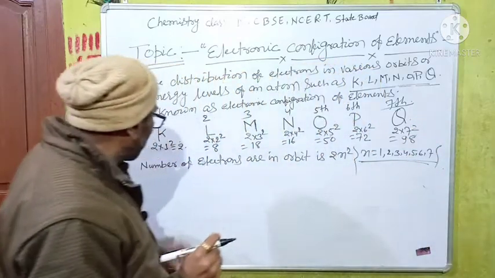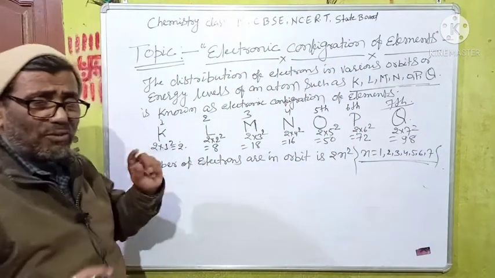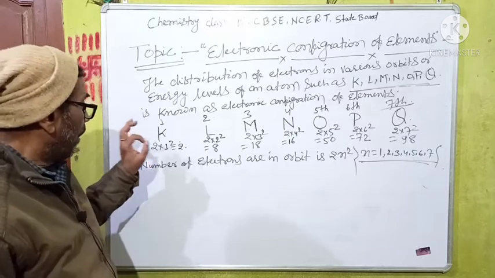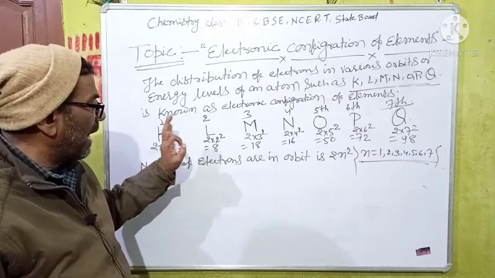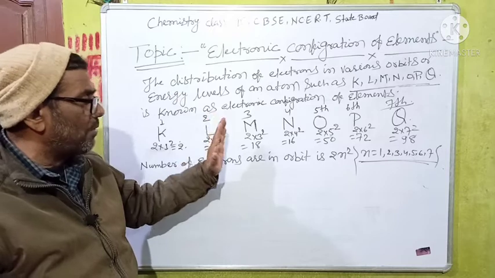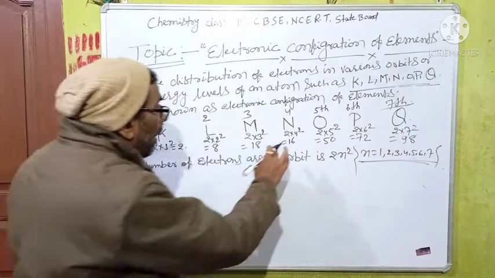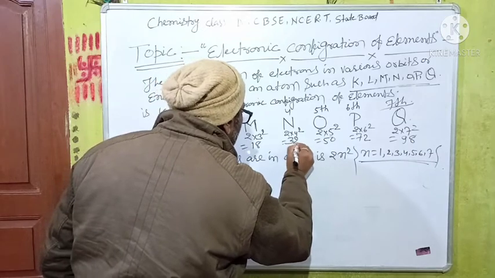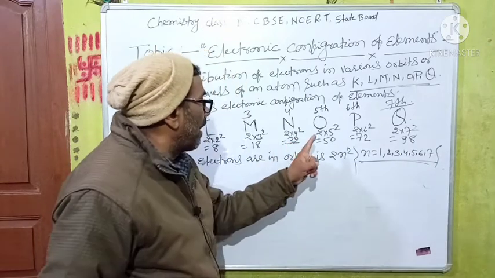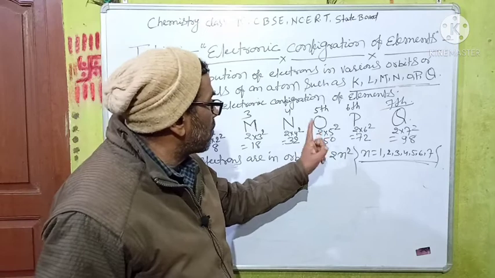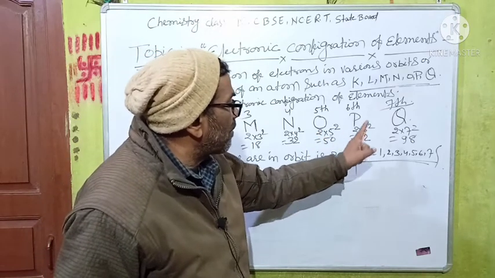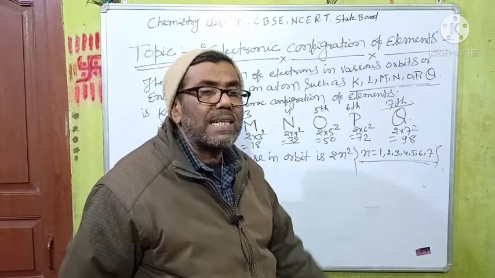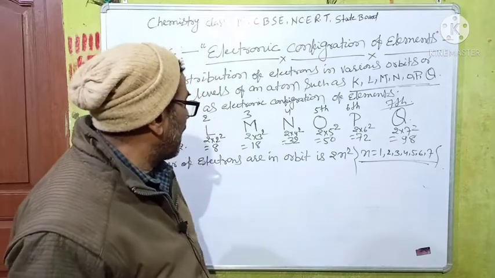So here the first orbit has the capacity to store only 2 electrons, L 8 electrons, M 18 electrons, N 32 electrons, O 50 electrons, P 72 electrons, and Q 98 electrons.